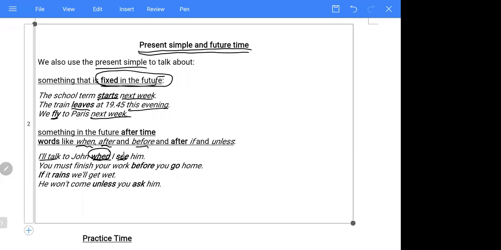Again, you must finish before you go home. Go is verb 1, which is simple present tense. If it rains, we will get wet. This one is conditional type 1, but we used it after the word if. He won't come unless you ask him. Again, this one is conditional type 1, and we used it after the word unless. So these basic uses of simple present tense make it different from the other tenses in English.